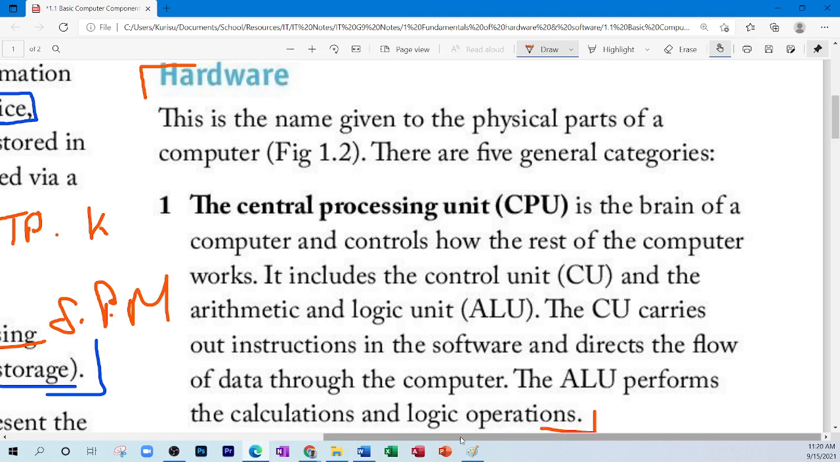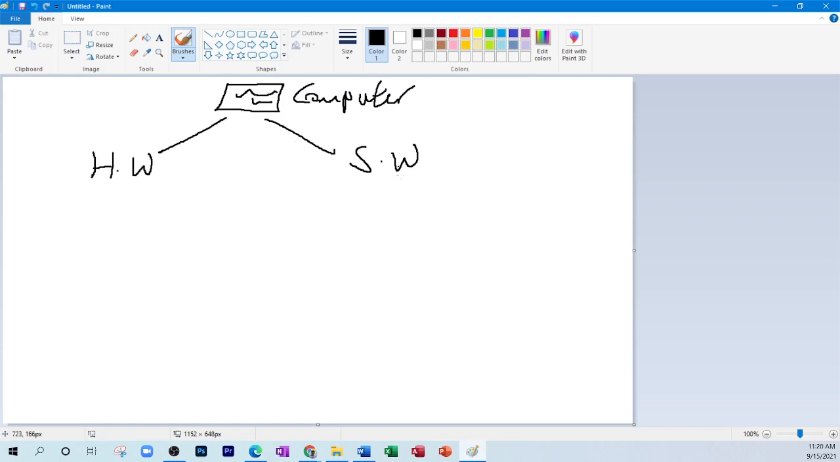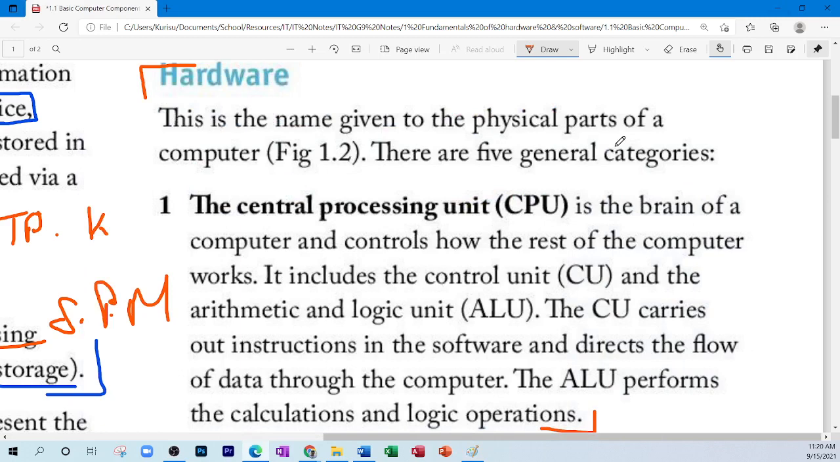Very good. So, as mentioned, if you look back to the diagram, the computer has two main categories. We're starting off with hardware. So, what is hardware? Hardware is the name given to the physical parts of your computer. Anything that is physical, anything that you can touch, anything that you can feel, anything that you can hold in your hand, any part of that computer is the hardware.